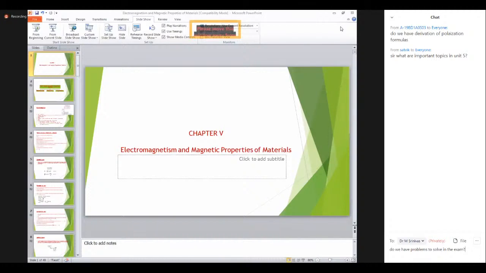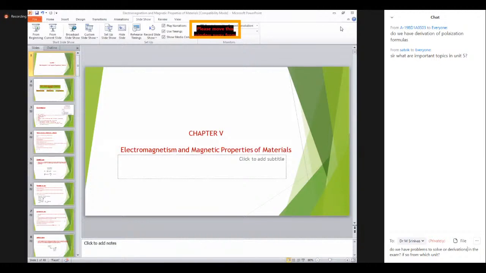Important topics in Unit 5 are classification of magnetic materials into para, dia, and ferromagnetic materials. And the most important questions are: what is domain theory of ferromagnetism and what is hysteresis? These are two important topics in magnetic materials. Coming to dielectrics, the important topics are the Clausius-Mossotti equation, ferroelectric materials, and types of polarization: electronic, ionic, orientational polarization. These are the important topics.